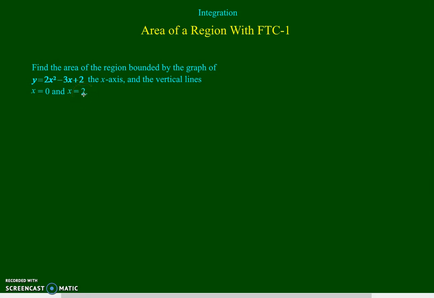So they didn't give us the actual integral. We're going to have to come up with that on our own. So that's not too bad. Let's go ahead and put in our integral symbol. And our lower limit is 0. Our upper limit is 2. And our function is 2x squared minus 3x plus 2. And we're integrating this with respect to x.